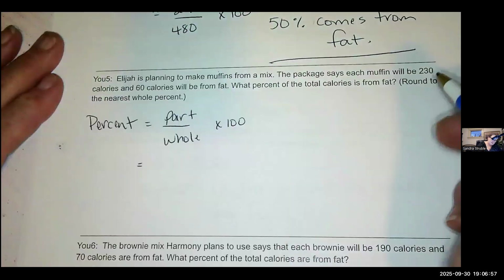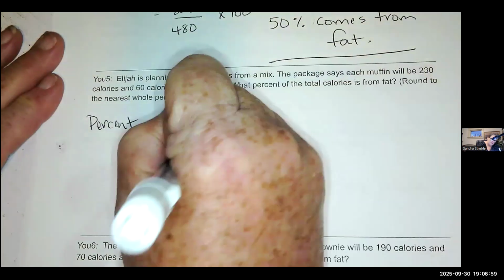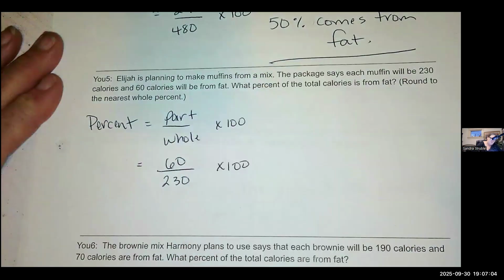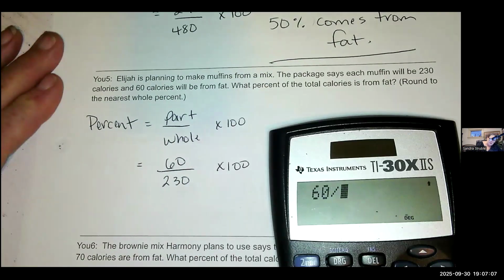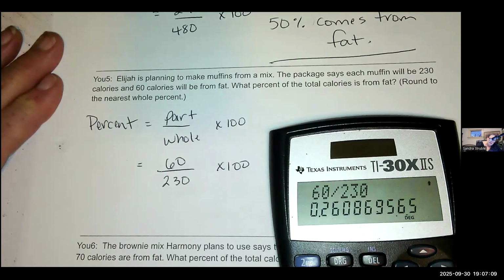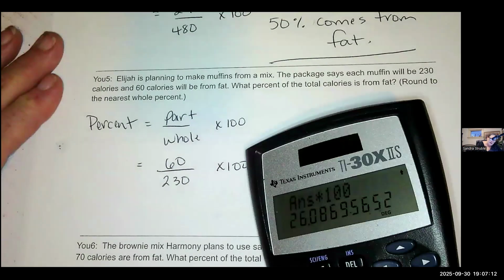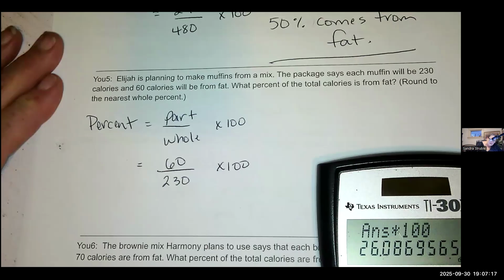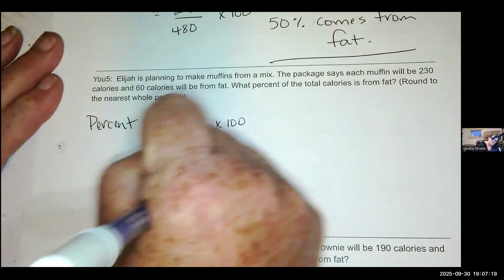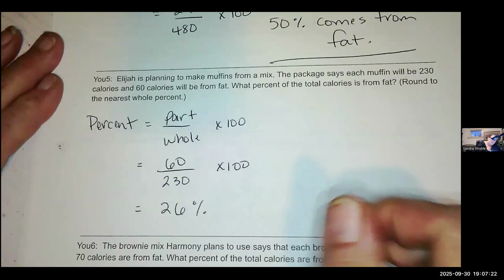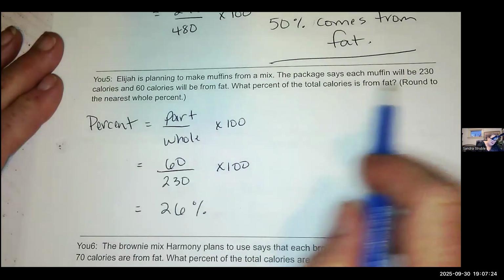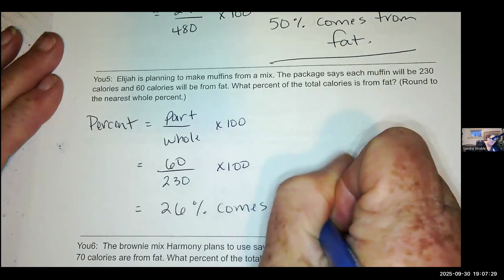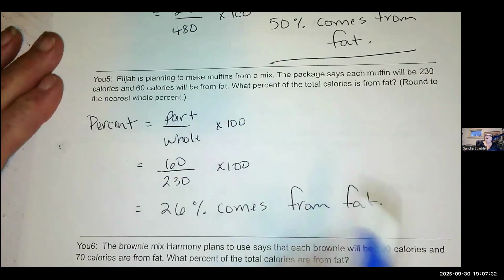All right. Part is the 60 calories. The full calories is 230. And then we're going to have to multiply it by 100. So 60 divided by 230 equals times 100 equals. And I got 26.08. Now they want us to round to the nearest whole percent. So that would just be 26%. 26% comes from fat. I think that was that. Yep. 26% comes from fat. All right, let's go to the next one.